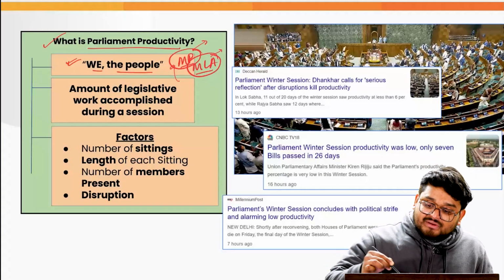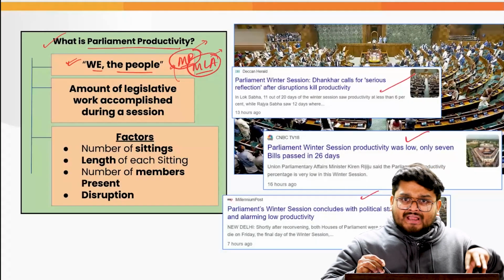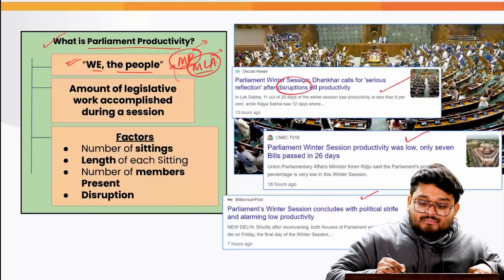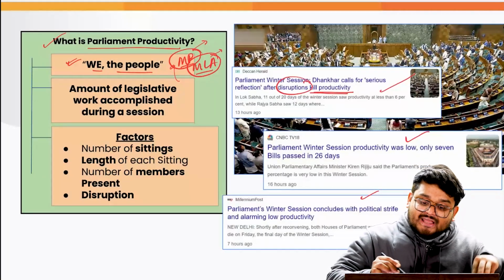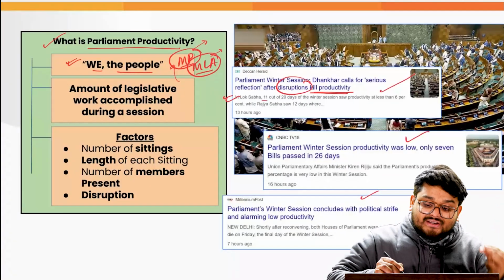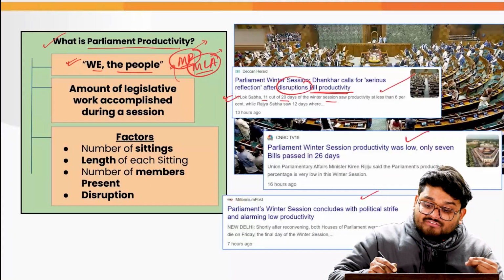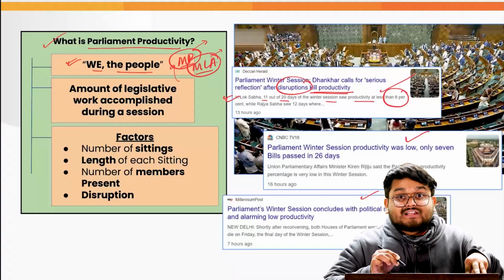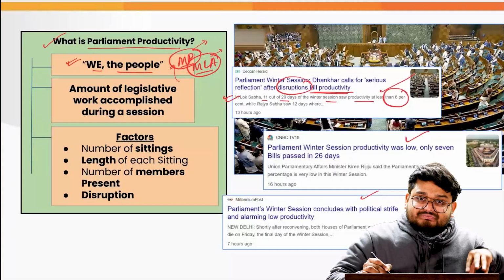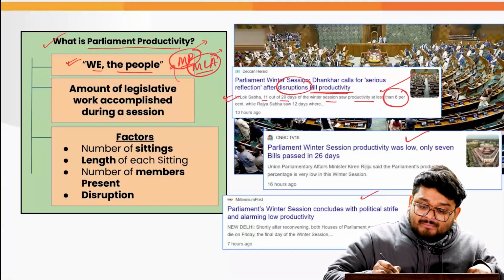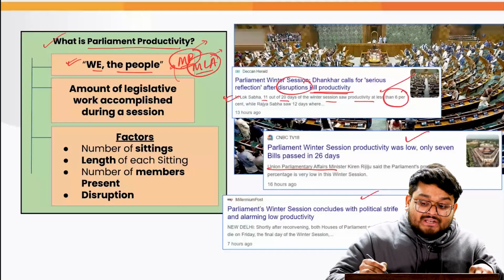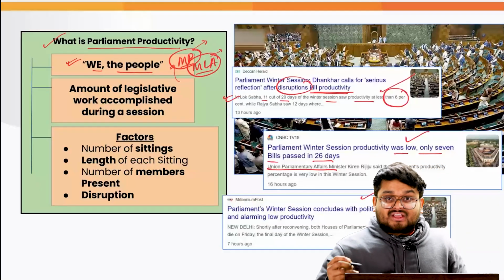But according to various media reports, due to various disruptions, parliamentary productivity has been killed, correct? Also, according to this news article, 11 out of 20 days of the winter session saw productivity of less than 6% in the Lok Sabha. That is very abysmal. Also, according to the statements from our Union Parliamentary Affairs Minister, the winter session productivity was very low. Only 7 bills passed in 26 days.